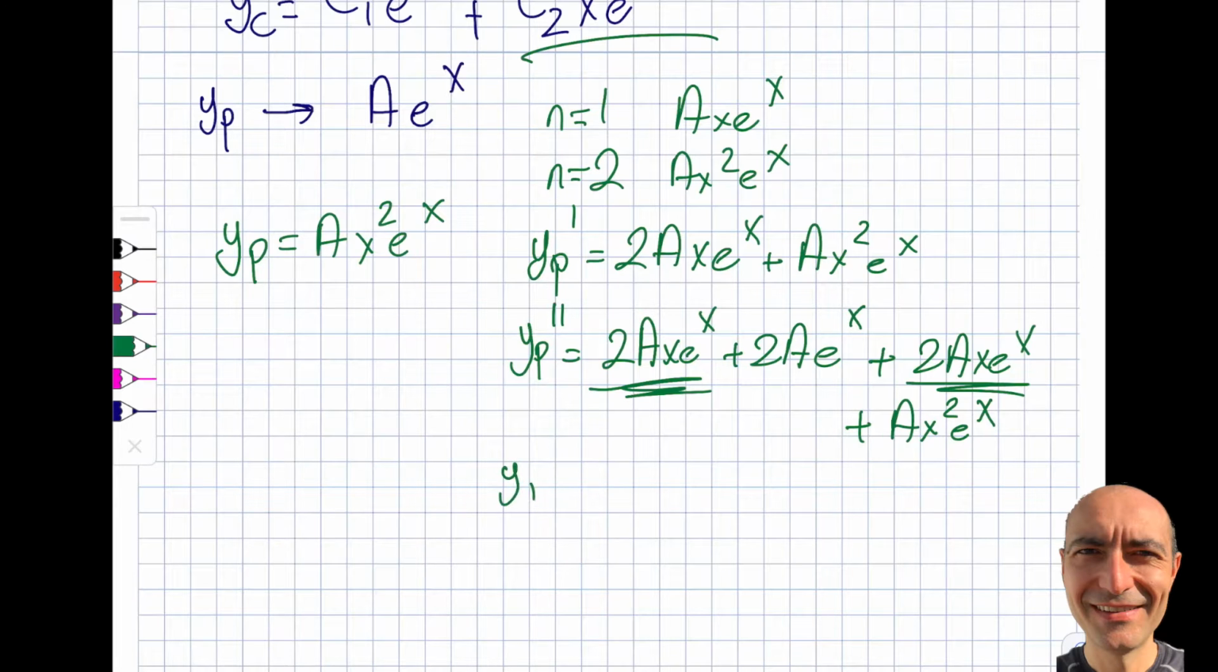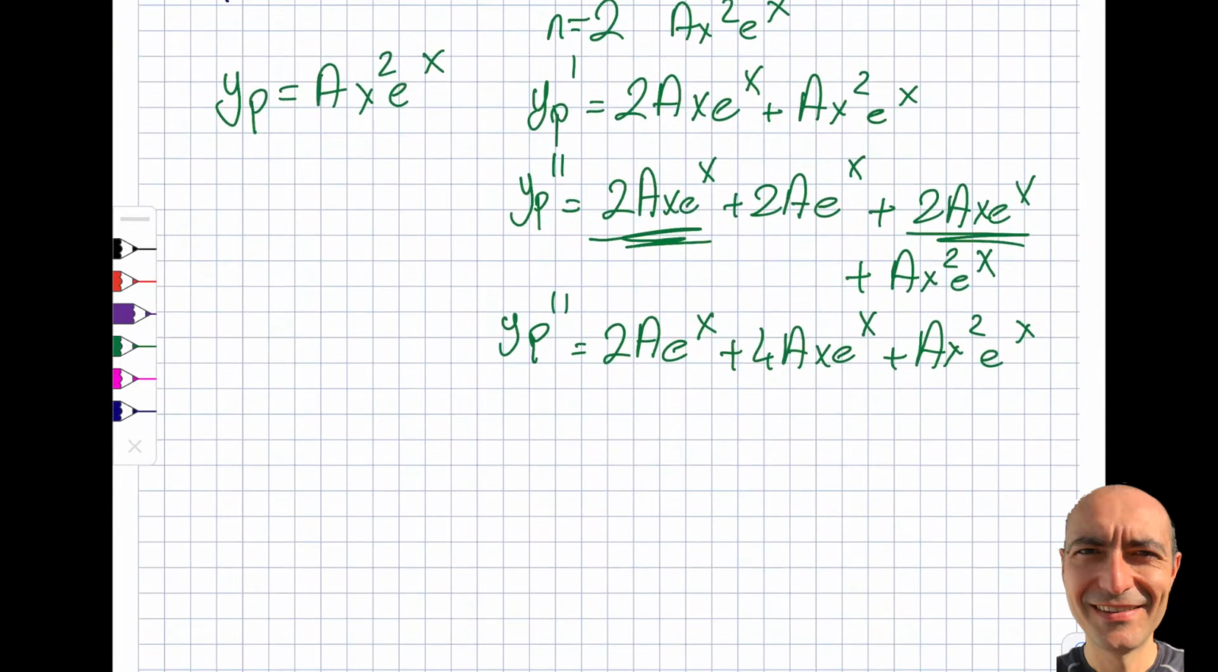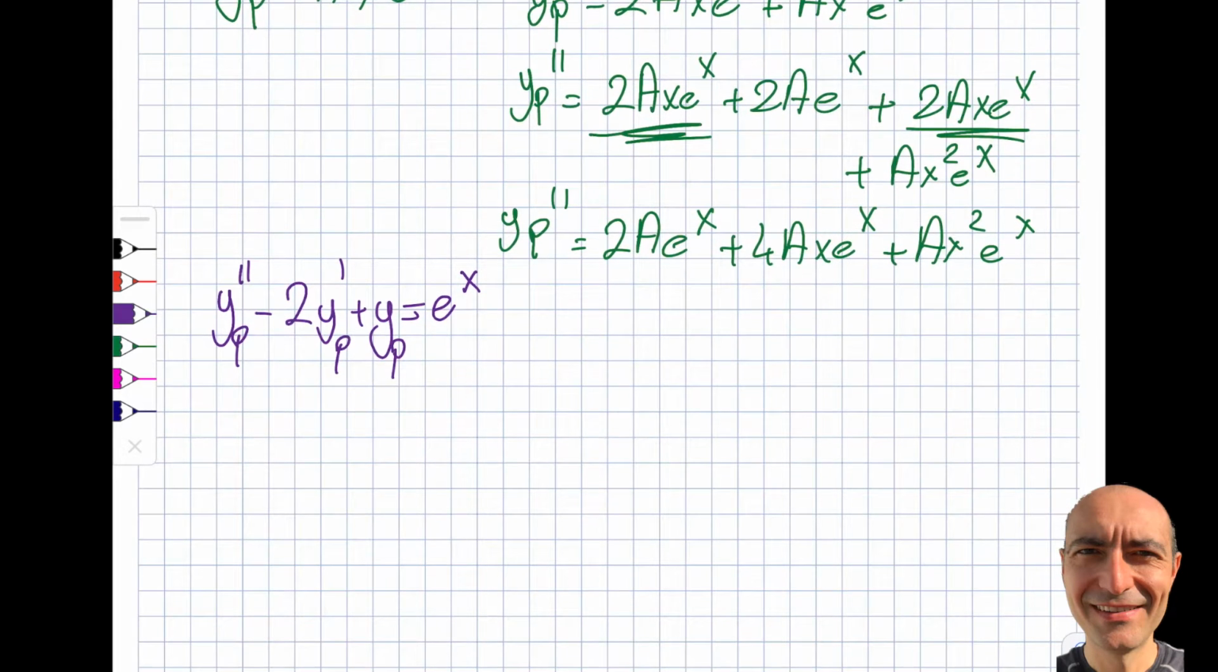So I get yp double prime is equal to 2a e to the x plus 4a x e to the x plus a x squared e to the x. Then I insert this into my main equation, which was y double prime minus 2y prime plus y is equal to e to the x. Obviously these will be yp for this particular case that we are analyzing.